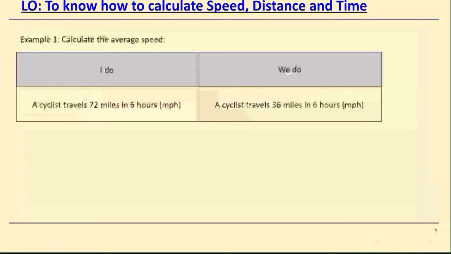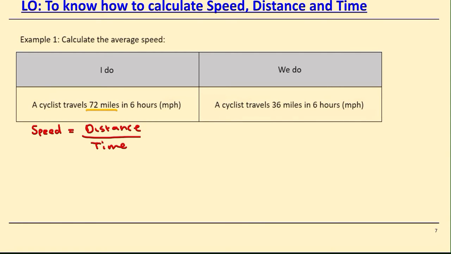Example 1. Calculate average speed. So we're going to be using the equation that we saw on the last slide. Speed equals distance over time. The first step in answering this question, we're going to have to identify the distance travelled.